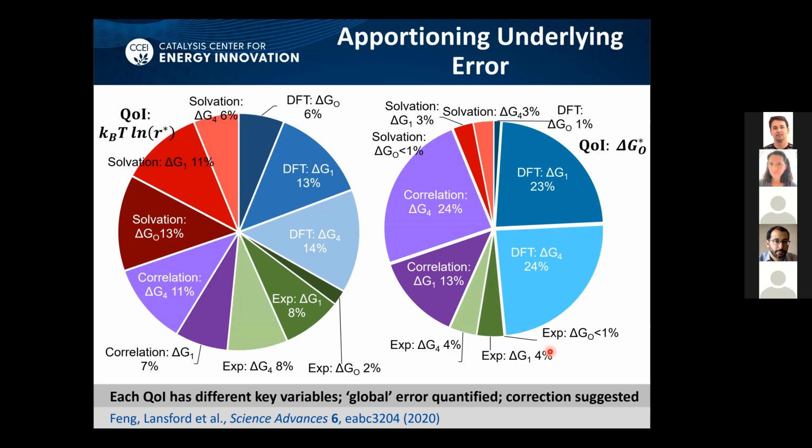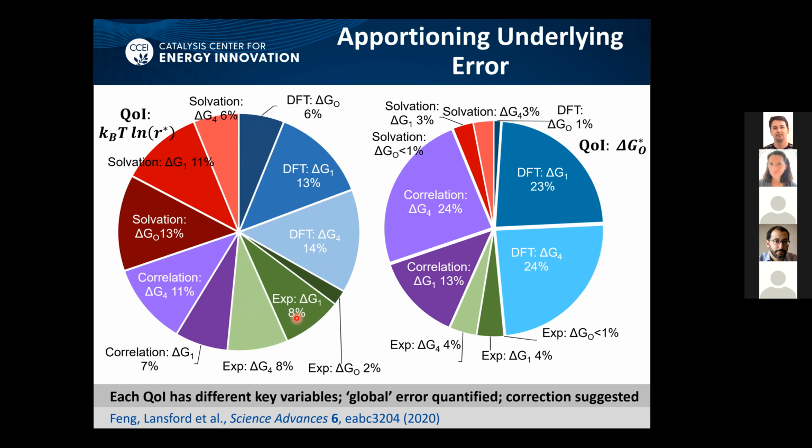So this is the last slide I have here. I'm looking at two quantities of interest. One is the logarithm of the rate. The other one is the optimum material's property, so I can discover new materials. You can see the error from the different sources. This is the DFT error here in blue, here again in blue. In red is the solvation error.